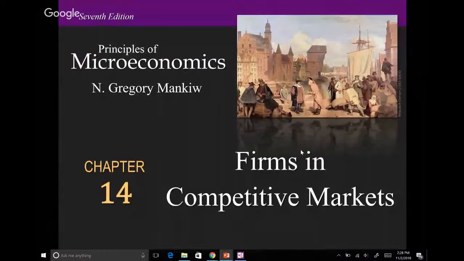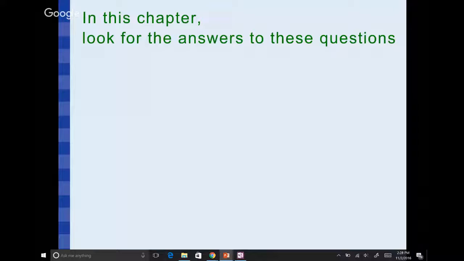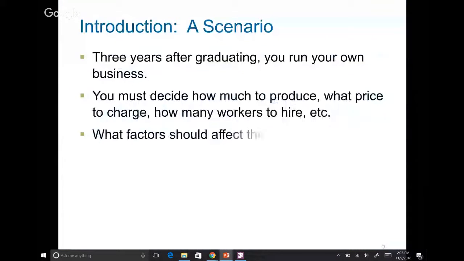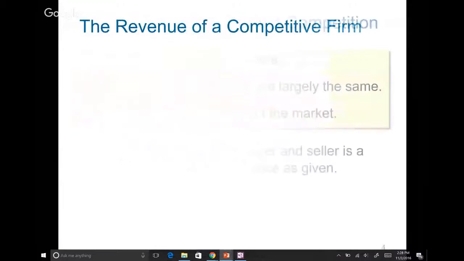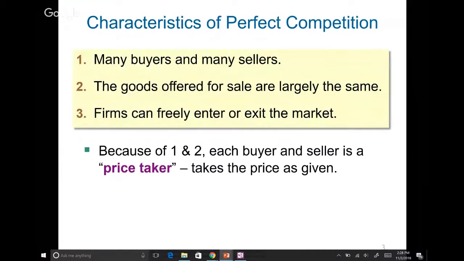So chapter 14, firms in competitive market. This is important, so know what a competitive market is. We covered this before in chapter 4. If you remember, markets like broccoli and paper for the printer would be your competitive markets.